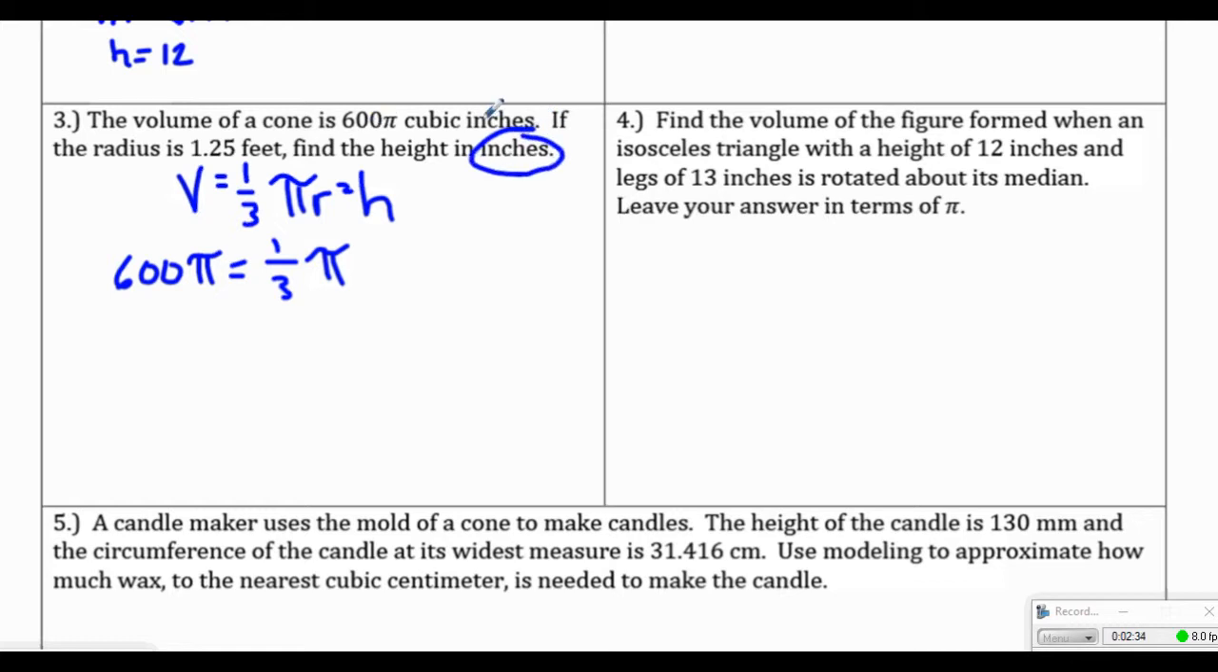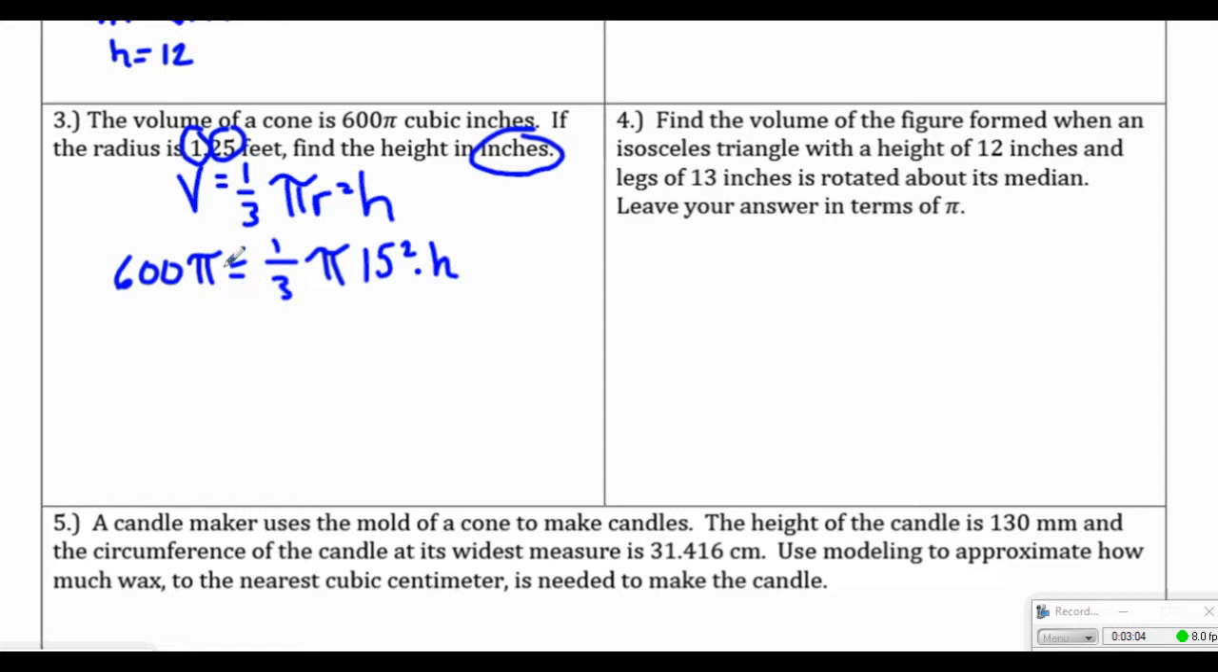Now, the volume was already fine, okay? We just have to convert the radius here. So 1.25 feet, how many inches is that? Well, in the calculator, you can just do 1.25 times 12, and you get 15. Think about it. 1 foot is 12 inches, and then 1/4 of a foot, you're going to add another 3 inches. So you get 15 inches for the radius. Find the height. Well, I don't know what it is. I'll leave it as h.